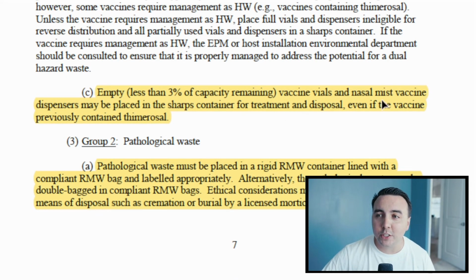It says empty less than 3% of capacity. Remaining vaccine vials and nasal mist vaccine dispenser may be placed in the sharps container for treatment and disposal, even if the vaccine previously contained thimerosal. Don't even know what that is, but I will tell you 3%. We talked about it with chemotherapy drugs. We're talking about that again with the immunizations here.